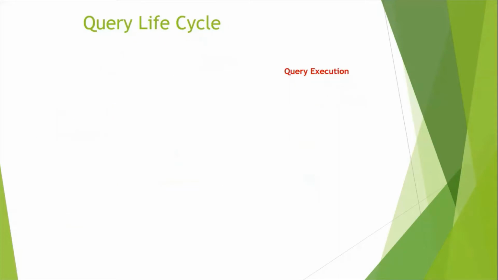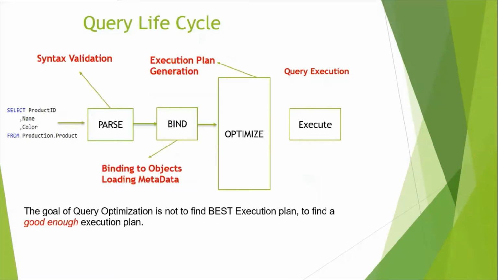This is just added: execution and result set. It is the same way. Once the optimizer generates the plan, either a trivial plan or a full optimization plan, it goes for execution. The query executor executes the query, and then we get the query result set.